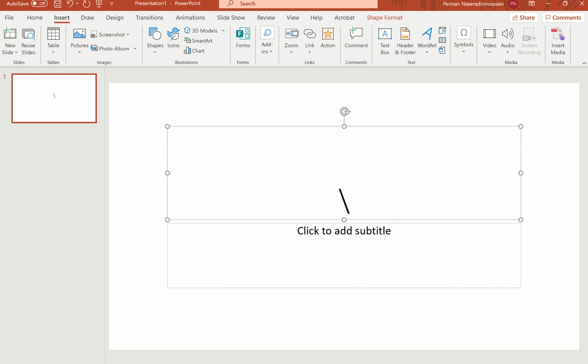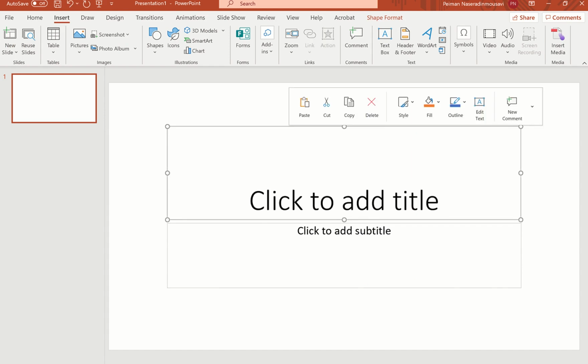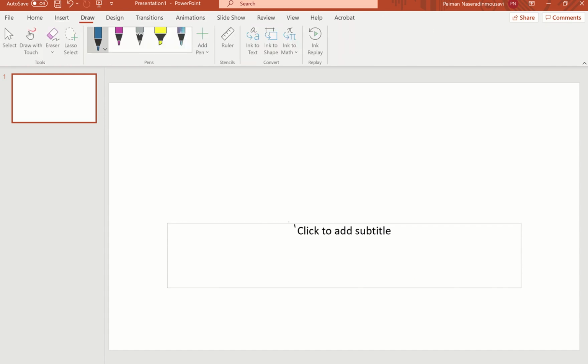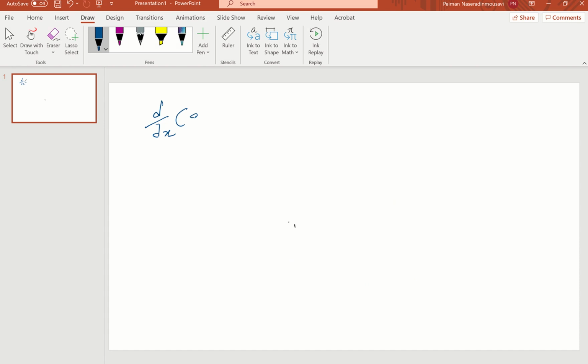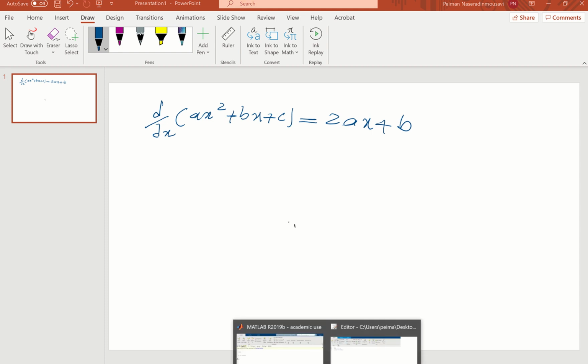So d over dx of ax squared plus bx plus c in algebra is 2ax plus b. That's right. So MATLAB does it for you.